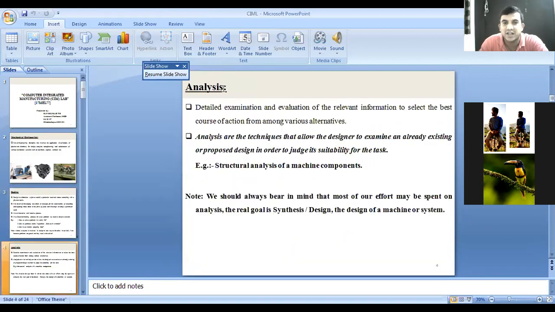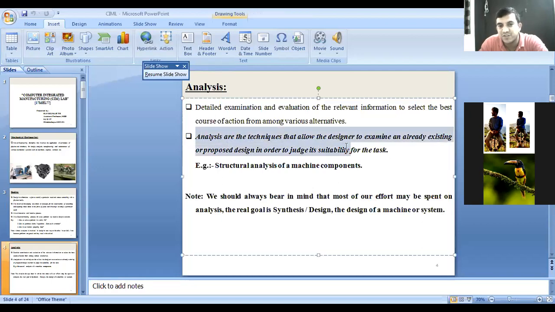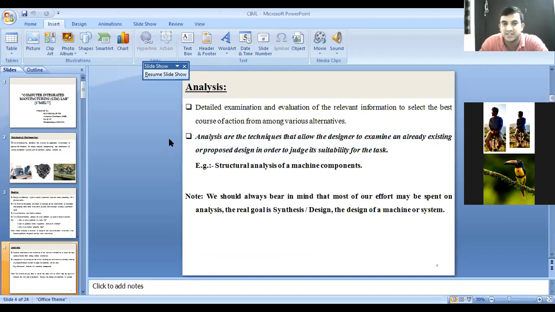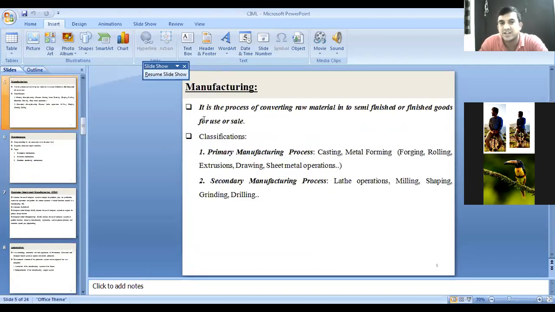Next, we'll discuss analysis. It is a detailed examination of a designed component, to see whether it fulfills the needs of the task or not. How do you check? With the help of the tool called analysis. Next, manufacturing. It is a process of converting raw material into semi-finished or finished goods for use or for sale. Again, two types of manufacturing process are there. One is the primary manufacturing process. Primary means whatever raw material you get from the ore in the earth, we extract it and make it into a component, that is called casting, right?